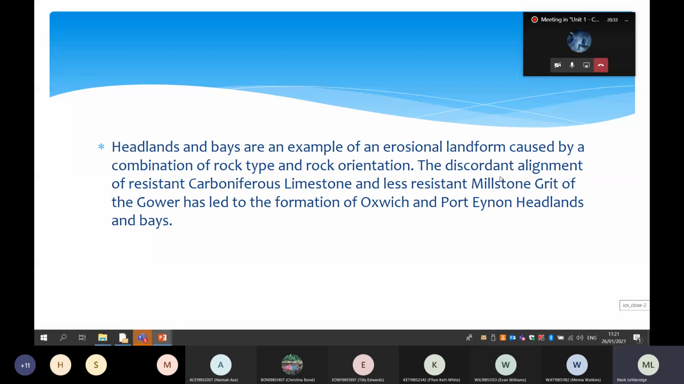The discordant alignment of the resistant Carboniferous limestones and less resistant millstone grit of the Gower has led to the formation of Oxwich and Port Eynon headlands and bays. Now, obviously, that first little bit that goes into the idea of rock type and rock orientation might seem a little bit confusing. But if you think about it, rock type is just, well, what are they made of? Carboniferous limestone and millstone grit. And the rock orientation is making reference to the fact that it is discordant along the coastline.